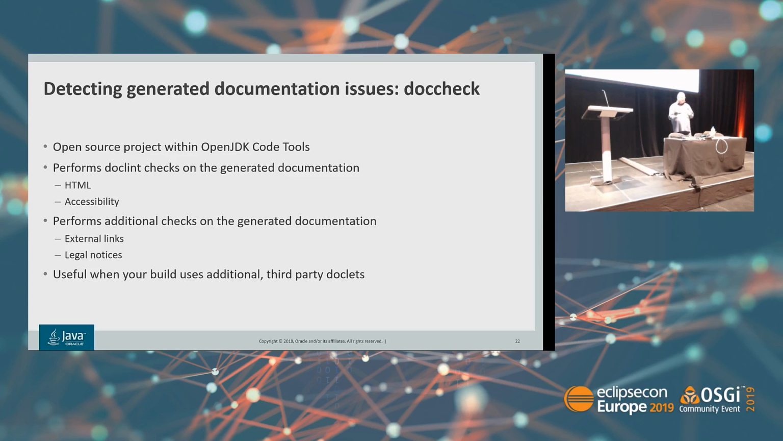And what doccheck does is perform the checks from doclint on the generated HTML documentation. So you can run that after you run, in your CI system, using third-party doclets, and it'll do the same checks for HTML correctness, in particular HTML5 correctness, accessibility, and it'll do a bunch of other things as well, like it'll check for external links, legal notices, and so forth. And so this is another useful tool to have in your repertoire when you're embracing the faster release cadence, because it can help you detect issues that you otherwise wouldn't be able to necessarily find.